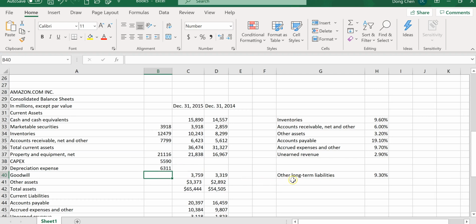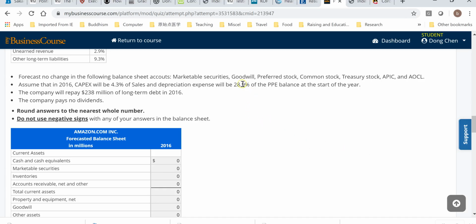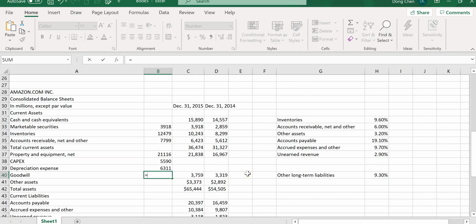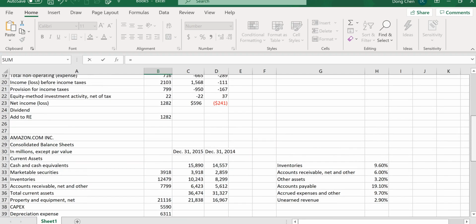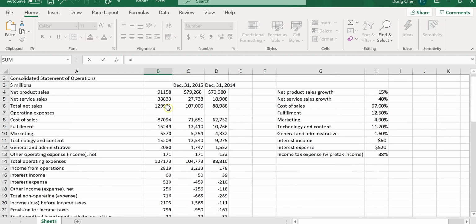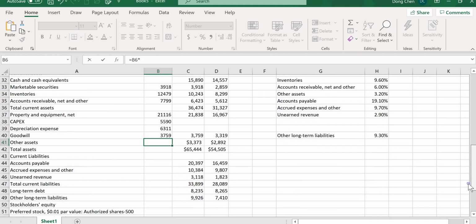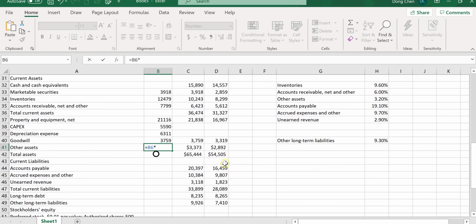And then goodwill. If we go back to the setup, it says goodwill will not change, so we still use the current level. And other assets, you can see that this will be 3.20% of the forecasted sales. So we'll still use that total net sales and then times 3.20%. Actually, let me just use the cell rather than typing it. So other assets here.